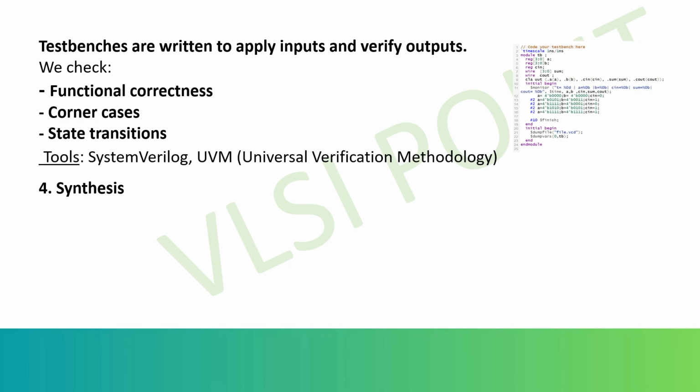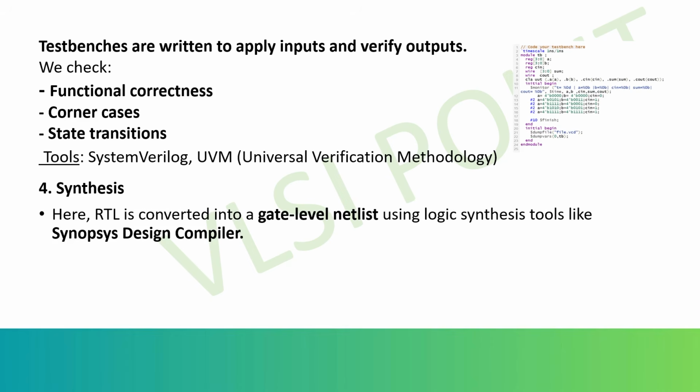The next step is synthesis. Now that your RTL code is correct, the synthesis tool converts it into a gate level netlist using logic gates available in a standard cell library. So what happens? RTL is converted into logic gates like AND, NAND, NOR, flip flops, etc. Then your timing constraints like maximum clock frequencies are applied.